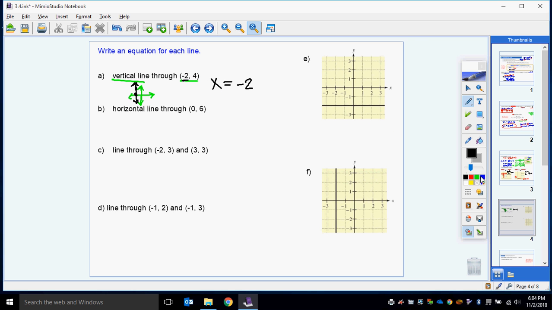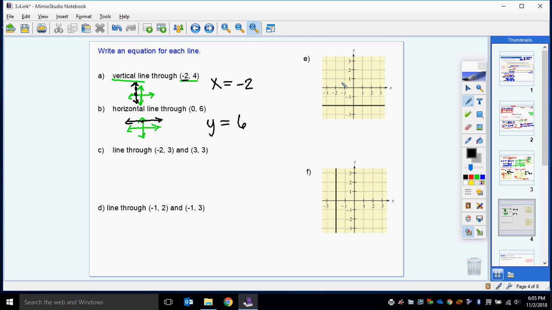Horizontal line. If you want to picture a mini x and y axis, this is a horizontal line that goes through 0, 6. So somewhere up here at 6, it's horizontal. Which axis is it crossing? Crossing the y. At what number? 6. That's the equation for a horizontal line.